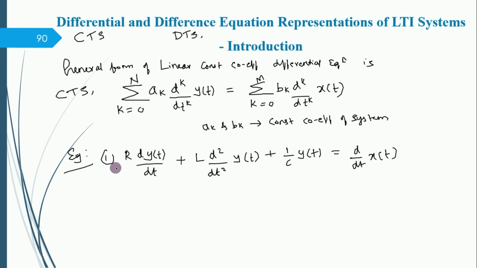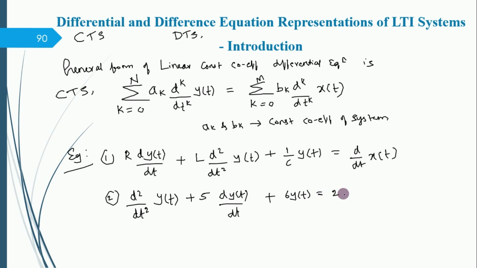Or else one more example if I want to write. Second example, very simple. It is d square by dt square y of t plus 5 into dy by dt, d by dt of y of t plus 6 into y of t. This is equal to 2 into x of t plus d by dt of x of t.